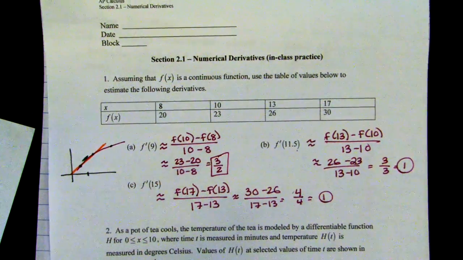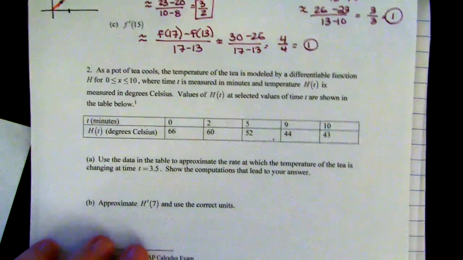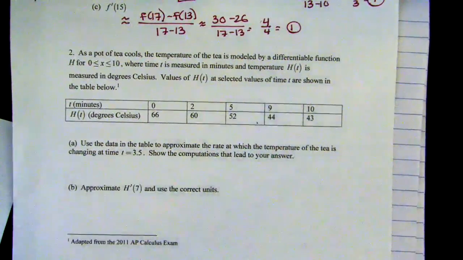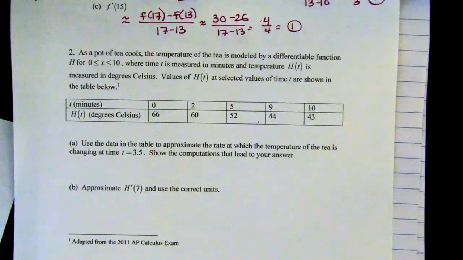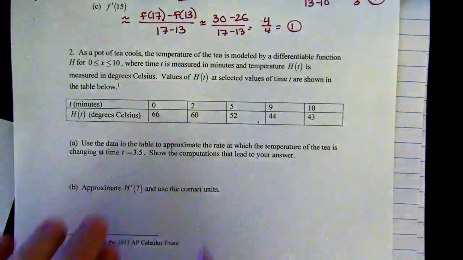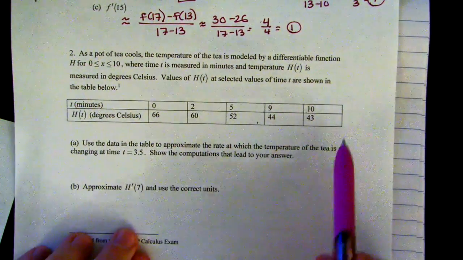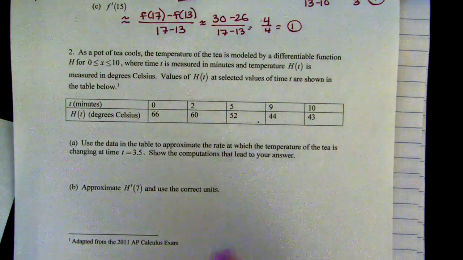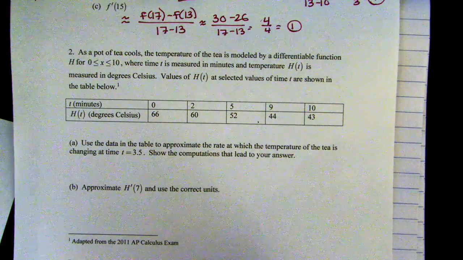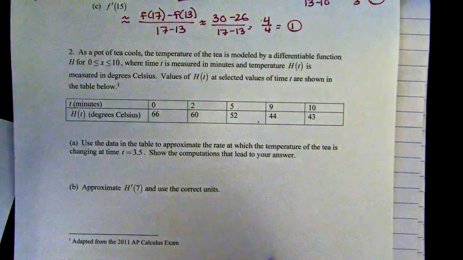Last one, which was basically taken off an AP exam, modified from an AP exam. As a pot of tea cools, the temperature of the tea is modeled by a differentiable, which also means continuous, function H, between 0 and 10, where t is measured in minutes and the temperature H is in degrees Celsius. Values of the temperature of the tea are given over here. In letter A, I want to approximate the rate at which the temperature of the tea is changing at time t equals 3.5 and show the computations.